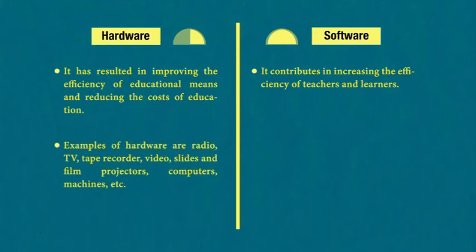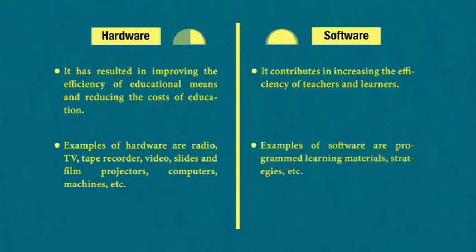The examples of hardware are radio, TV, tape recorder, video, slides and film, projectors, computers, machines, etc. Examples of software are programmed learning materials, strategies, etc. On the basis of these points, it can be said that both approaches are different in nature but are complementary to each other. One's presence is necessary for functioning as well as for proper and judicious utilization of another one to make educational practices and teaching learning processes effective and productive.